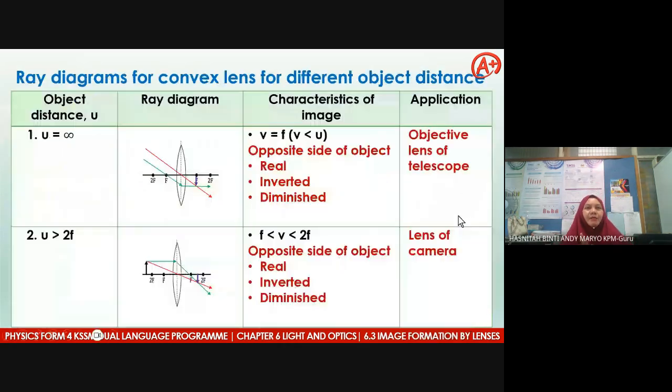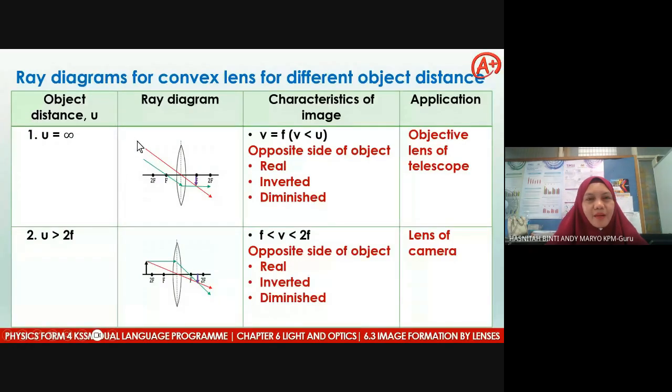Alright, so now we practice the ray diagram for different object distances. This is the first position. The object is at infinity. What does it mean? The object is at a very far distance, for example a planet, a star, or the sun. We cannot estimate the exact distance, so we say u is at infinity. The object distance is at infinity, so the object is somewhere up here.